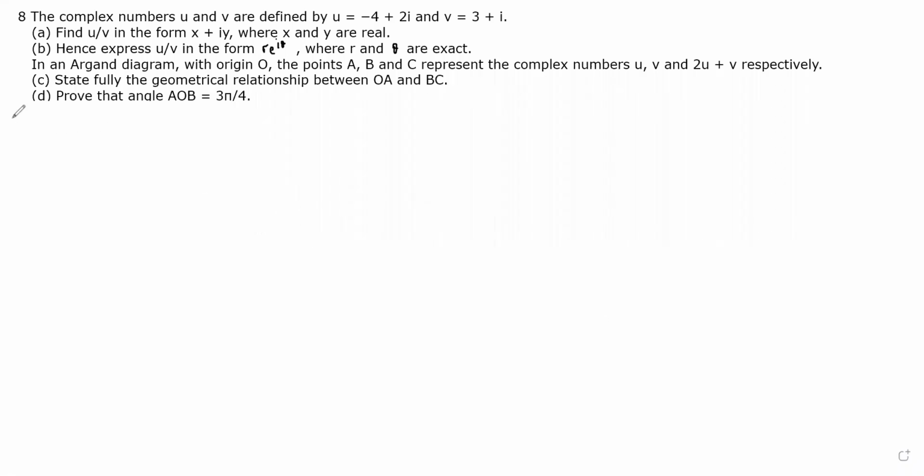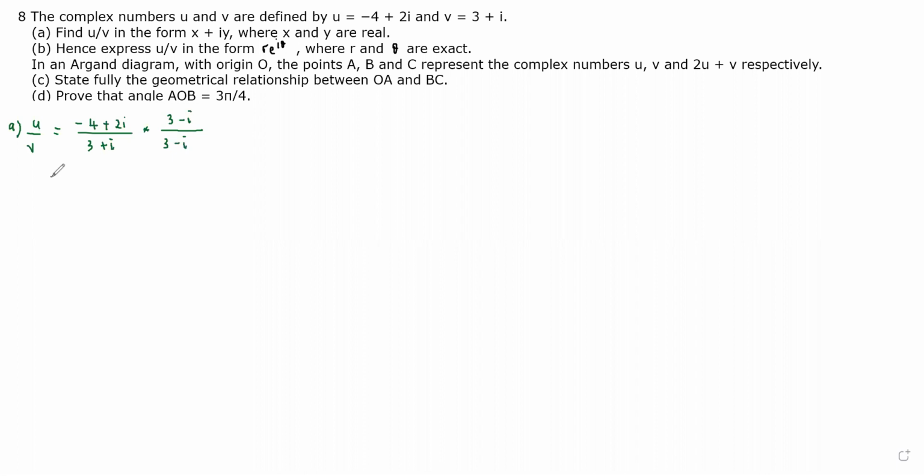Given the complex numbers u and v, we are to express u over v in the simplest form. u over v is given by (-4 + 2i) over (3 + i). To express this in the simplest form, the denominator must be a real number. So we multiply by the conjugate of the denominator, which is 3 - i.